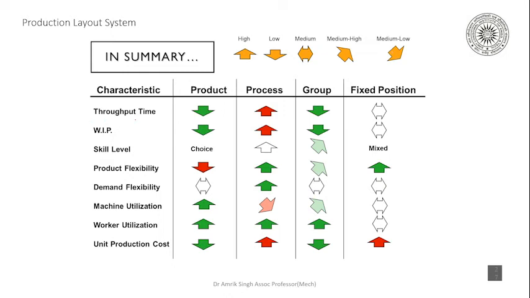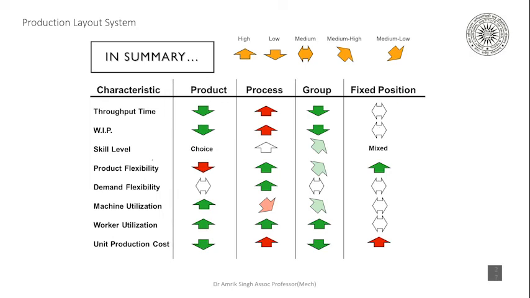So the throughput time is low in the case of the product type of production system, while it is high in the process system, and in the group type of layout it is also low. In fixed position it is medium. Now WIP, that is work in process, is low in product layout. In process type of layout it is high. In group it is low, and again here it is medium.